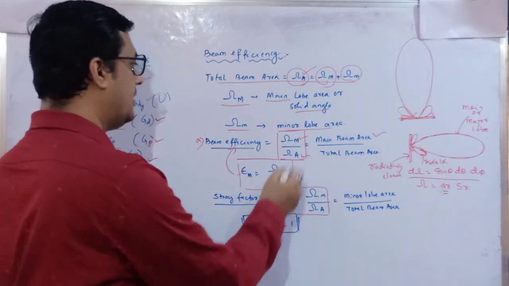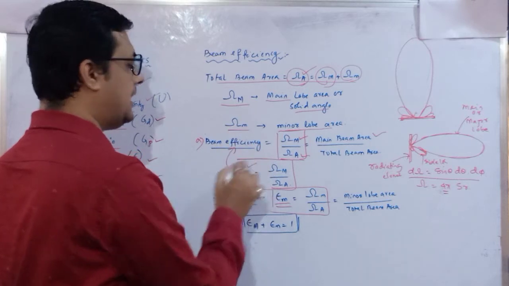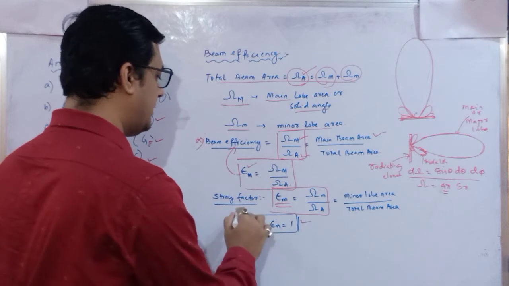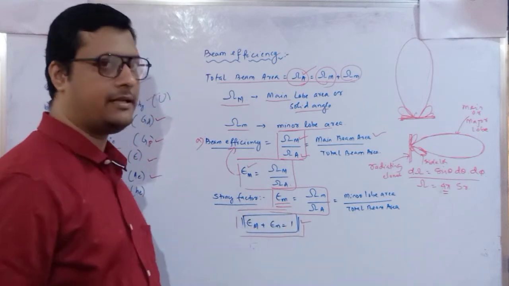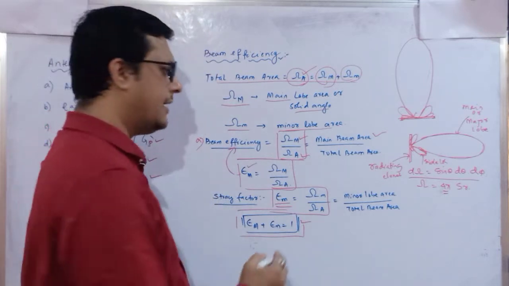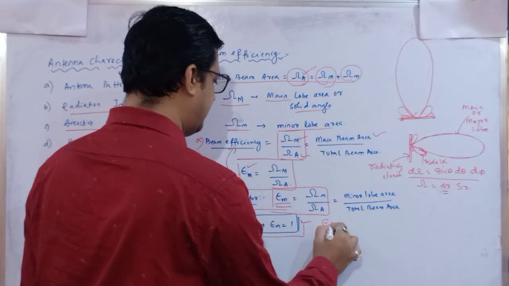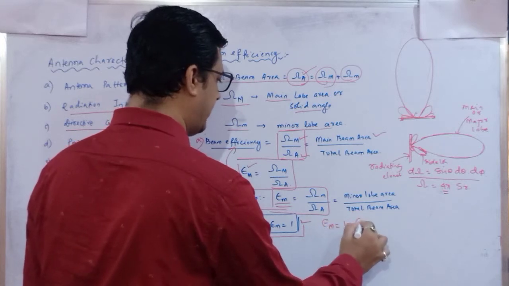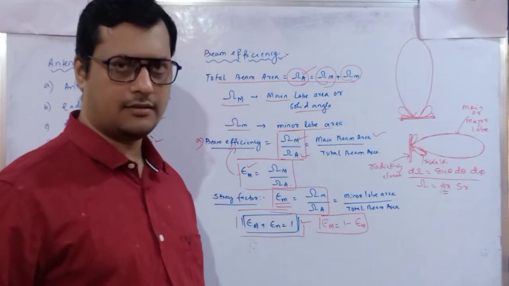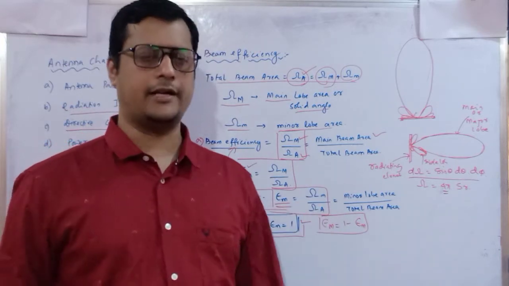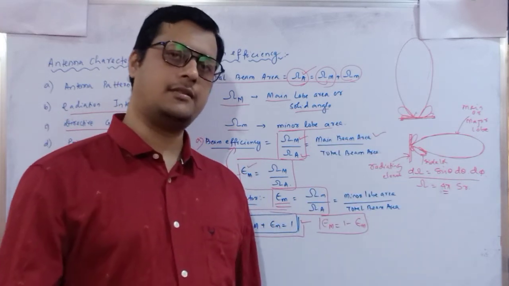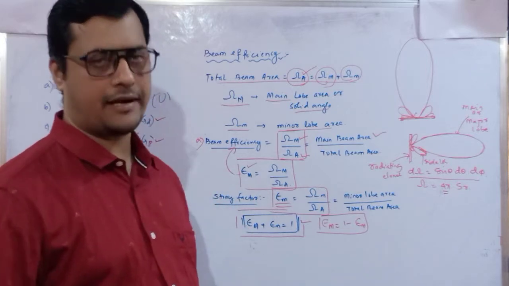You have a relation: beam efficiency epsilon_M plus stray factor is equal to 1. If this relation is satisfied, that means your calculations are correct. Or you can determine any of the components, such as epsilon_M is equal to 1 minus epsilon_m. So this is also one relation. If you know the value of the stray factor, it is easy to calculate the beam efficiency. If beam efficiency is known, then you can determine the stray factor, vice versa.